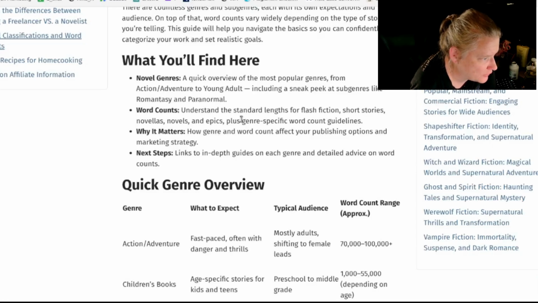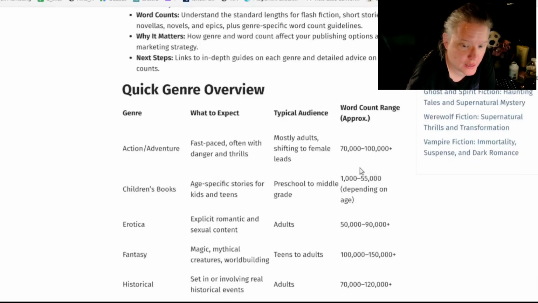So word counts. Understand the standard lengths for flash fiction, short stories, novellas, novels, and epics, plus genre-specific word count guidelines. Why does it matter? How genre and word count affect your publishing options and marketing strategy. You need to know these things to know how to market your book, basically. And we'll link to in-depth guides on each genre and detailed advice on word counts. The word counts are at the end.